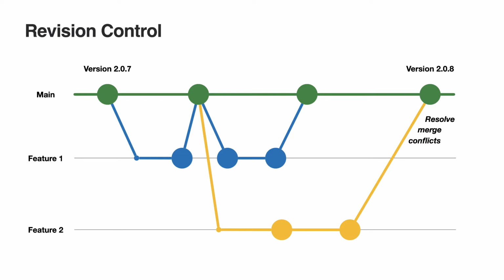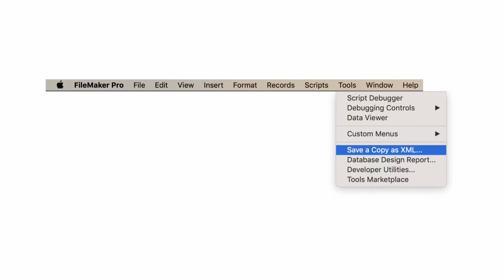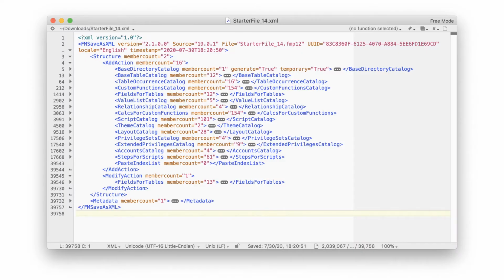So how close are we to being able to do revision control with FileMaker? Well, to start with, we would need a way to represent the embedded code as text. And in fact, the Save as XML feature does exactly that. It is available in the Tools menu, and it produces a single XML file that contains all of the code from the database file.